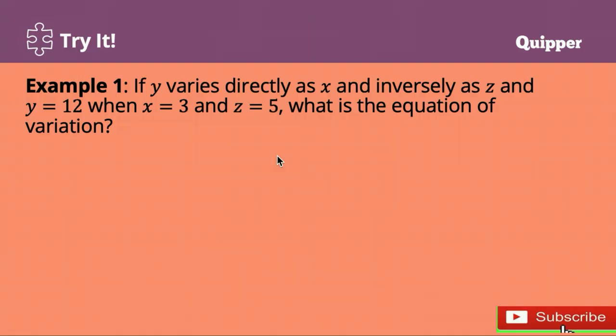Let's try some examples about combined variation. Number 1. If y varies directly as x and inversely as z, and y is equal to 12 when x is 3 and z is 5, what is the equation of the variation? This is a combination of direct variation and inverse variation.